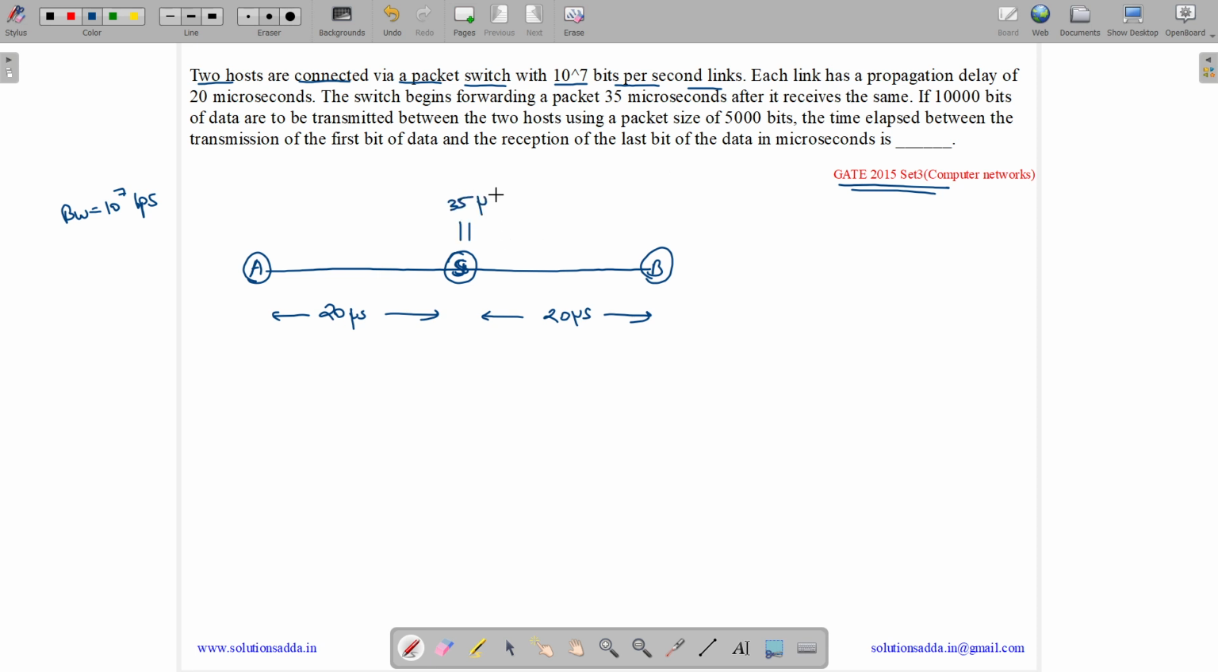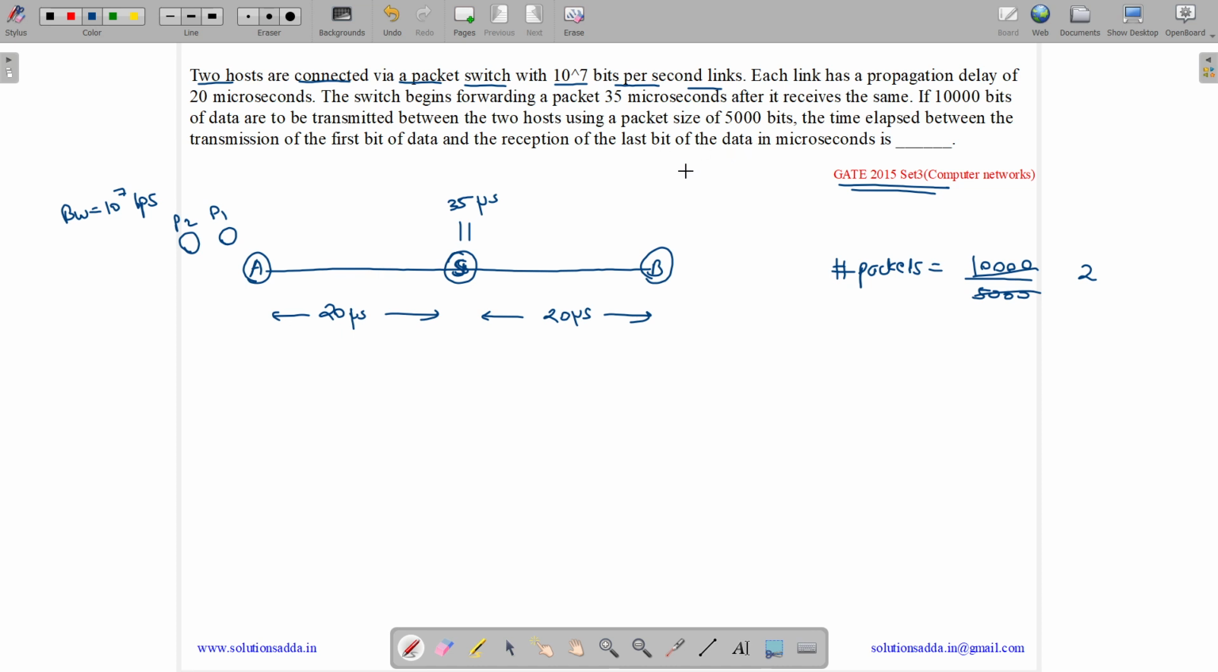35 microseconds. If 10,000 bits of data are to be transmitted between the two hosts using a packet size of 5,000 bits, what is the number of packets? We have 10,000 bits with each packet size being 5,000 bits. So we have two packets, packet 1, P1, and then packet P2. Now it is asked: the time elapsed between the transmission of the first bit of data and the receipt of the last bit of data, in microseconds.